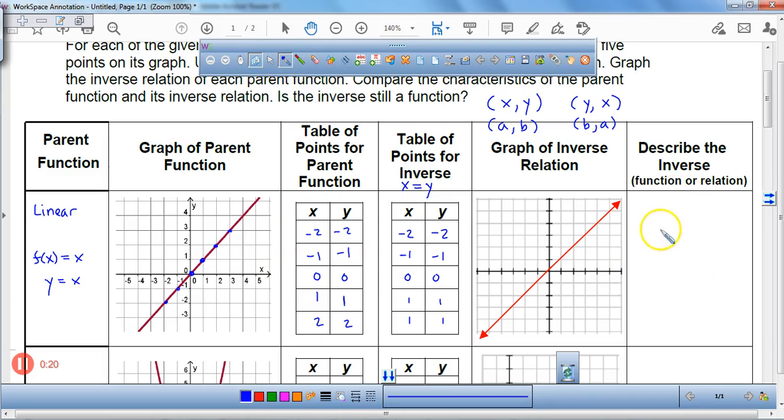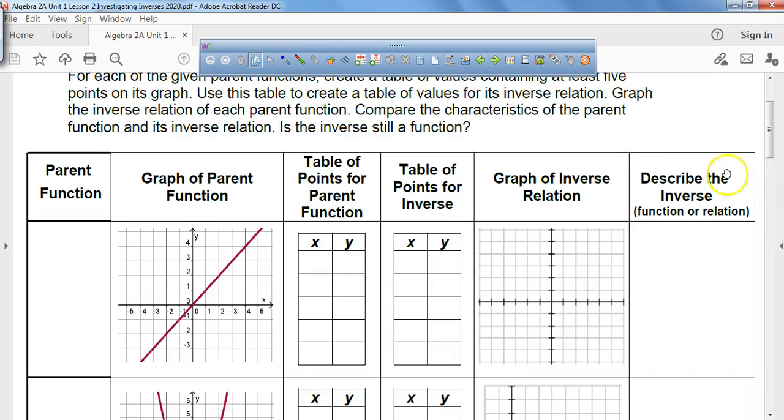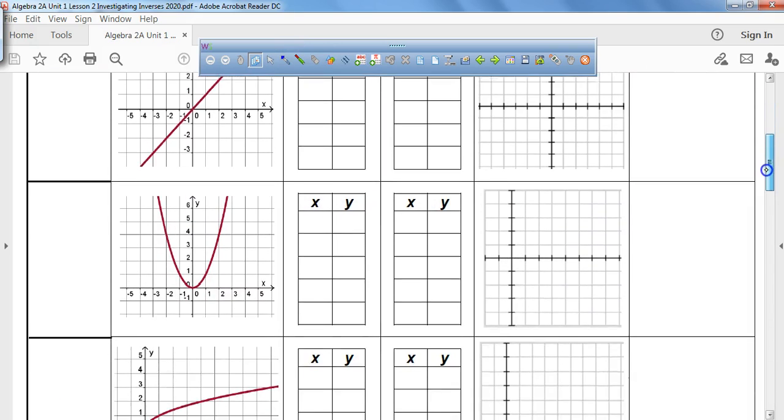Now, is this a function or a relation? This is totally a function. Alright, it passes the vertical line test. Remember, a function has to pass the vertical line test, where no matter where you touch it going vertically, it only touches the graph once. Alright? Now let's go ahead and go down here and do another one here.